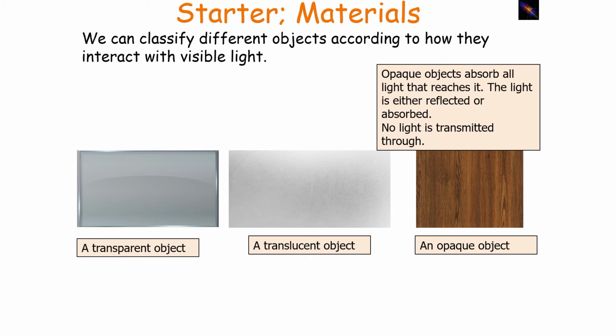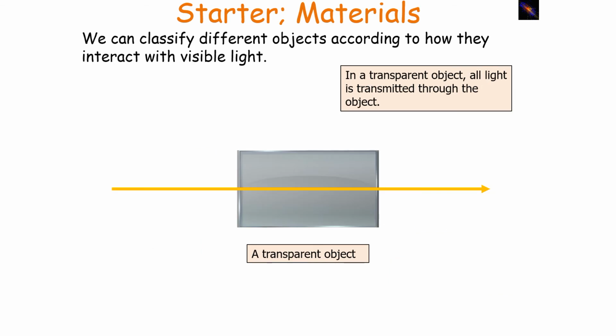Now opaque objects absorb or reflect all light that reaches them. The light will either be reflected or absorbed, but no light is transmitted through an opaque object. An example of an opaque object could be wood. You can't see through an opaque object.